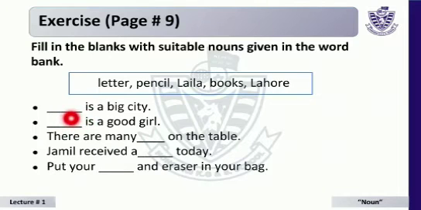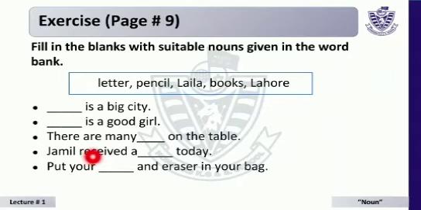First one is dash is a big city. We will write here Lahore. Lahore is a big city. Next one is dash is a good girl. We will write here Lala. Lala is a good girl. Next one is there are many dash on the table. We will write here books. There are many books on the table.